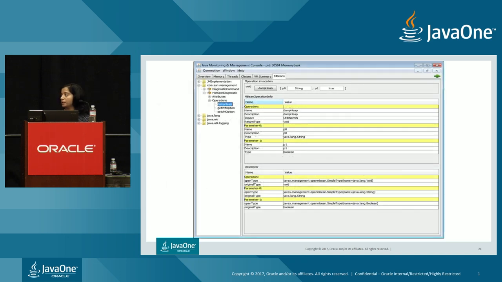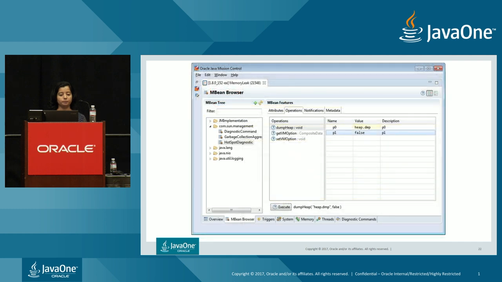So this snapshot, I hope you can see clearly at the back. This is jconsole showing the MBeans, in this case the HotSpot diagnostic MBean, and it has an operation dumpHeap. Using that operation, we can collect heap dumps from live running applications.